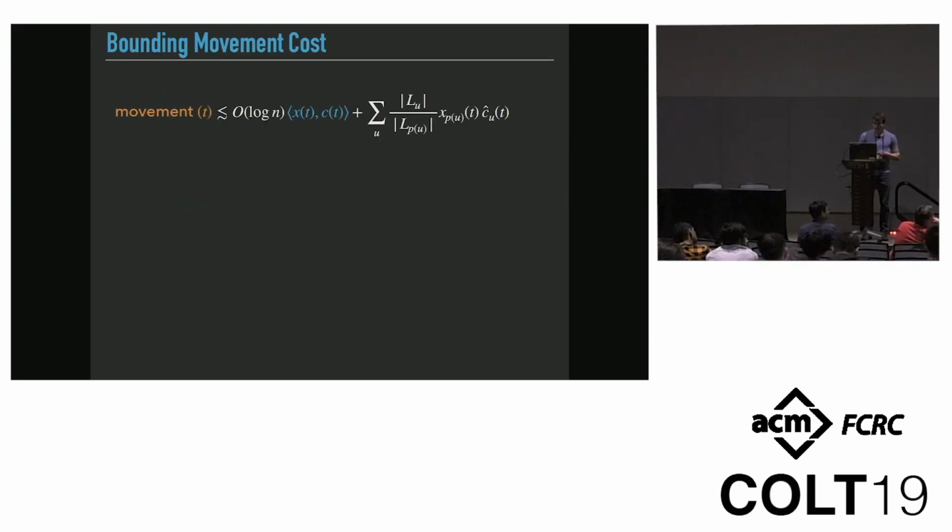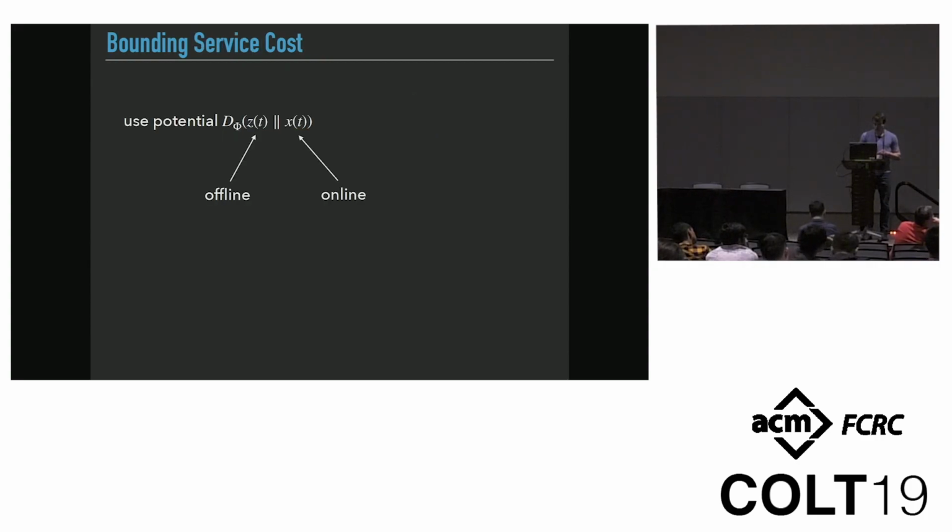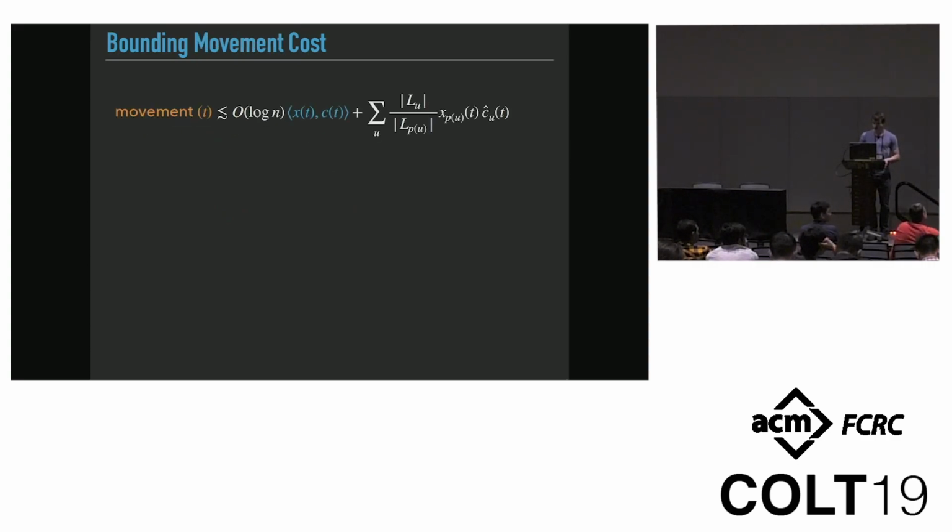And yeah, so let me briefly talk about the analysis. The analysis of the service cost uses as potential the Bregman divergence. This is relatively simple. The movement cost analysis is the actually tricky part here. I probably don't have time to go into this now, but we can talk about this at the poster session.